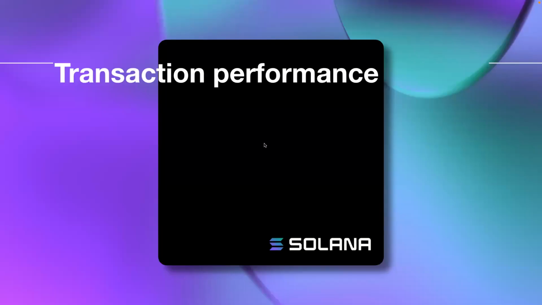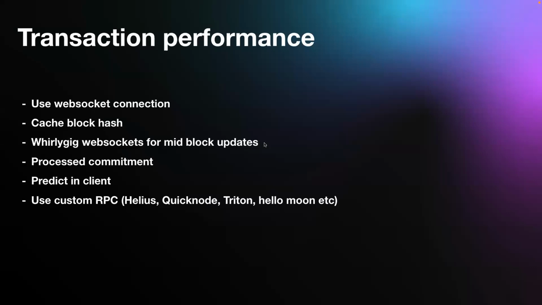Now I want to quickly go into how you can increase your transaction performance. If you have an on-chain game and you rely on every transaction to be on-chain, then of course you want to have them as quickly as possible. Some things that you can do: you can use a WebSocket connection. Usually you get a block hash, you send the transaction to the chain, then you maybe start polling when it's done, or you wait for the confirmation.